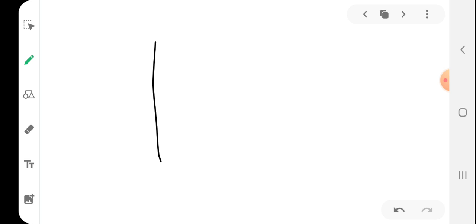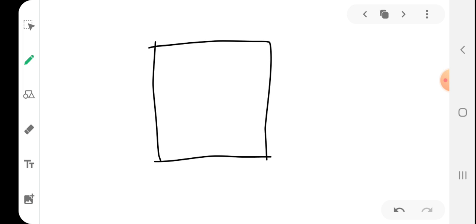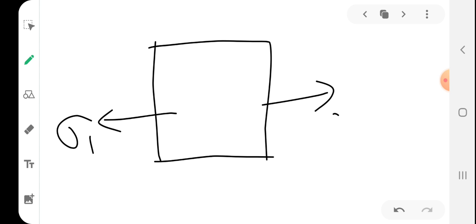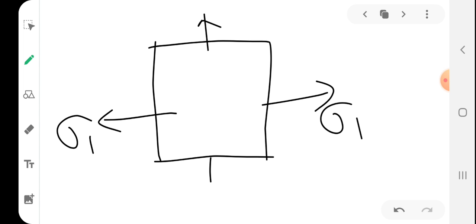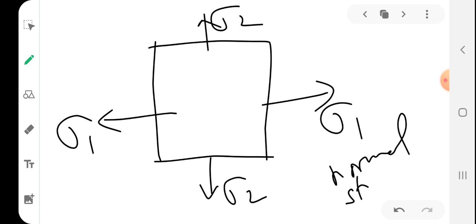Students, if this is a plane and I am applying some force, there is some stress in the x direction, sigma 1, and some stress in the y direction, sigma 2. So these are normal stresses.